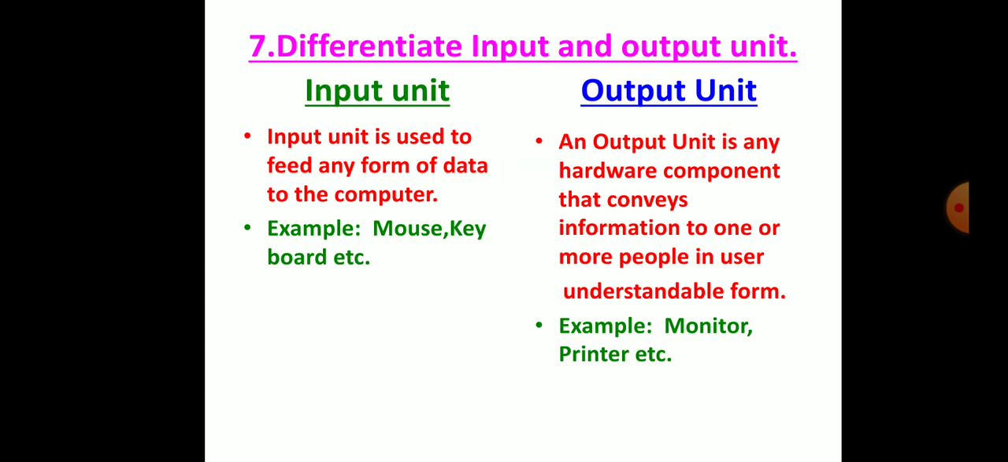Differentiate input and output unit. Input unit is used to feed any form of data to the computer. An output unit is any hardware component that conveys information to one or more people in user understandable form. Example for input unit is mouse, keyboard, etc. Example for output unit is monitor, printer, etc.